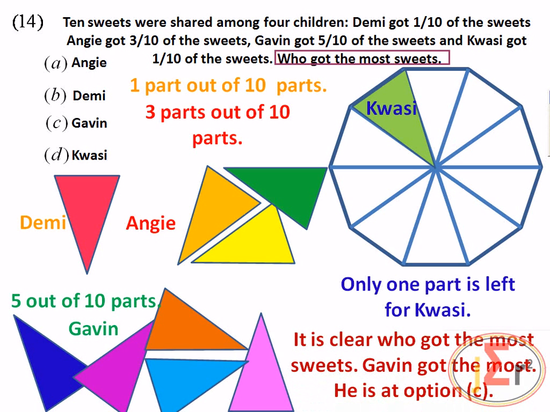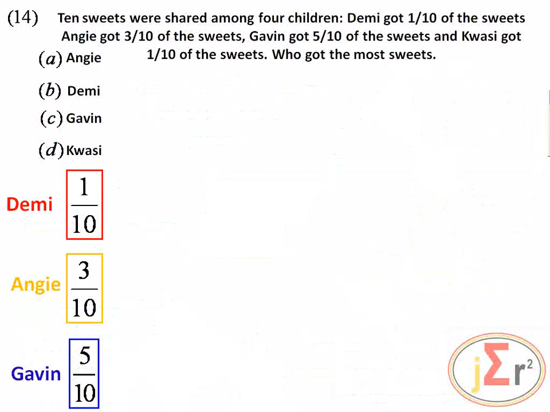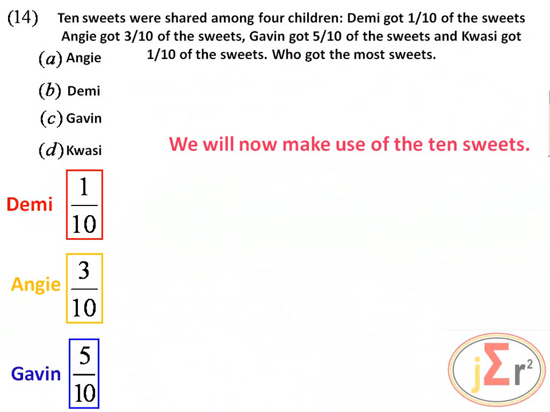What we have there is because of the denominator of 10, we take a single object and divide it into 10 equal parts and share them, because each equal part will represent one of those sweets. And we will see that on a subsequent slide. So Gavin got the most sweets. He got 5, and that is represented by option C. We will now make use of the 10 sweets.